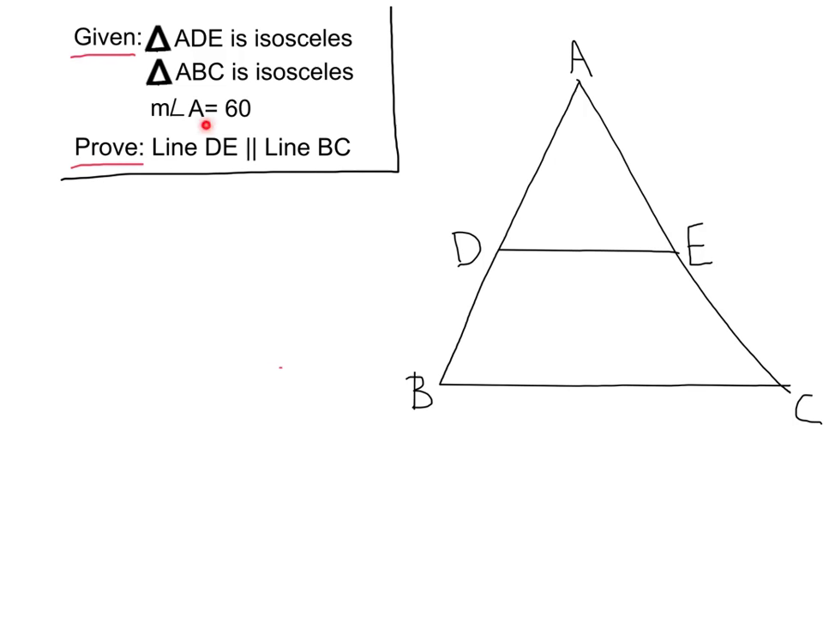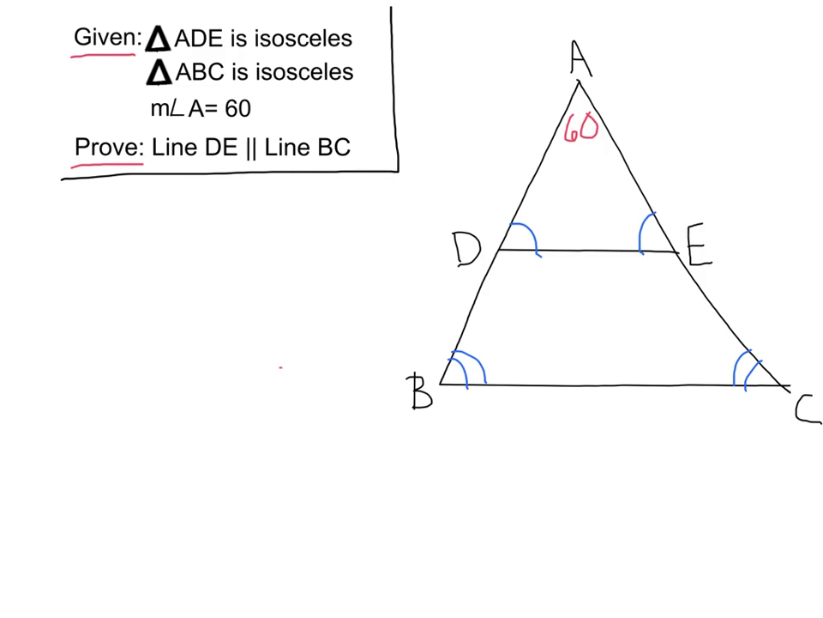So first let's go ahead and label what we know. I know measure of angle A is 60, so I'm going to put 60 in there. I know I've got isosceles triangles, so I know that D is going to be congruent to E. I know that B is going to be congruent to C. Again, because ADE is isosceles and ABC is isosceles.